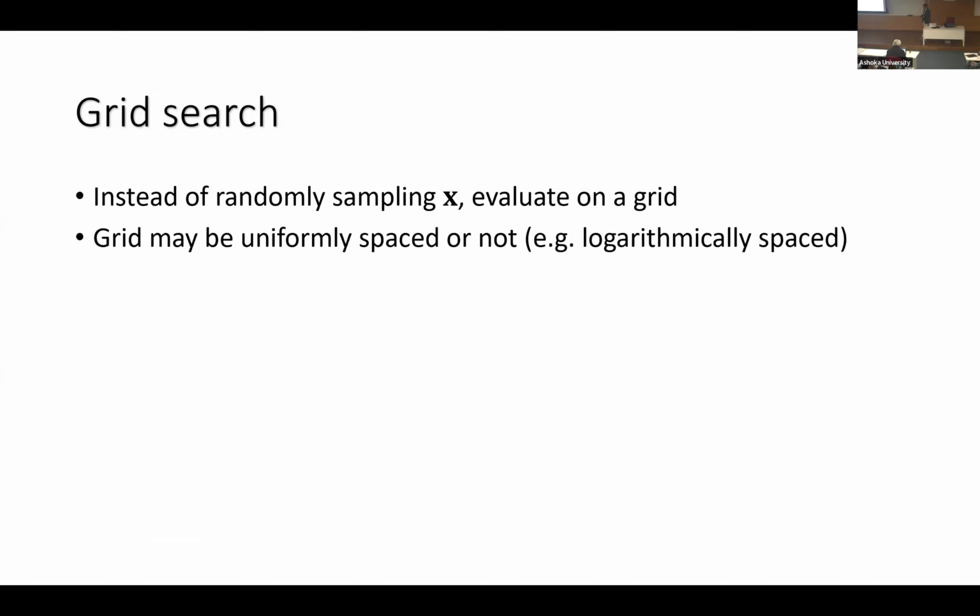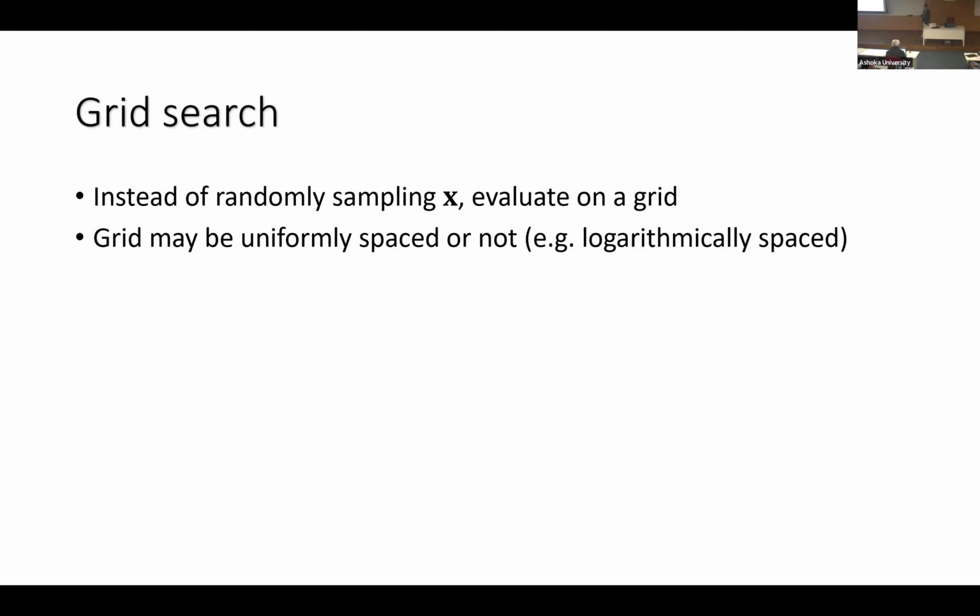Okay. Then another brother of random search is grid search. Again, widely used in pretty much the same way. Instead of randomly evaluating, we just evaluate on a grid. And grid is sometimes uniformly spaced, sometimes we space it logarithmically. In machine learning, it's very common to space it logarithmically.